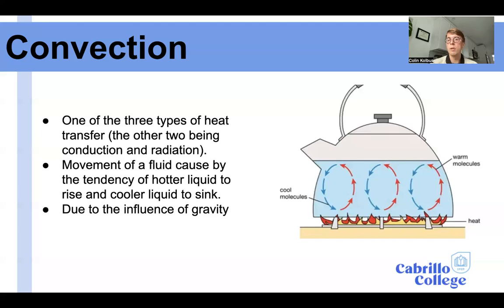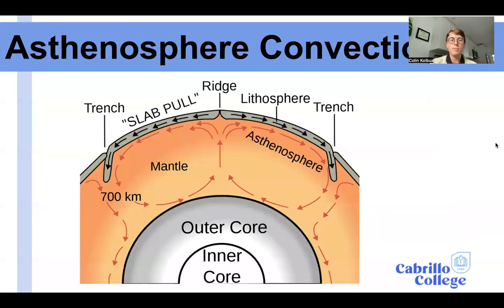And that's because warmer things are less dense, they're lighter than colder things. Cool molecules, cool materials are more dense, and dense things sink to the bottom, where light things like to rise to the top of whatever they're in. And so that exact same thing happens within our Earth.